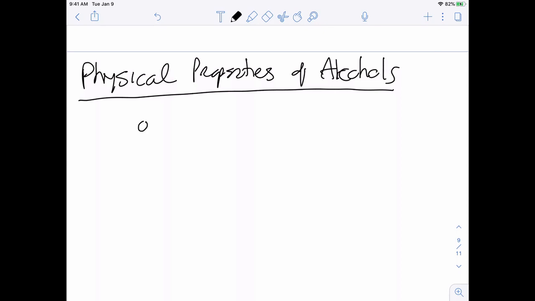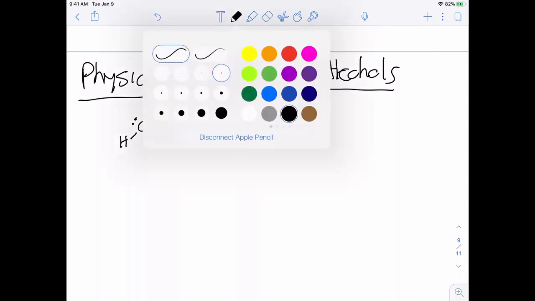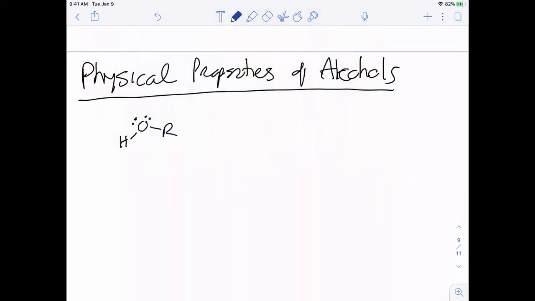I do have an oxygen. That oxygen is bonded to a hydrogen and then some carbon-based group, and then I have 2 lone pairs on it. Remember, to be able to hydrogen bond, I needed an OH, an NH, or an FH bond, and then I need a lone pair on that oxygen, hydrogen, or nitrogen. So we can form hydrogen bonds.